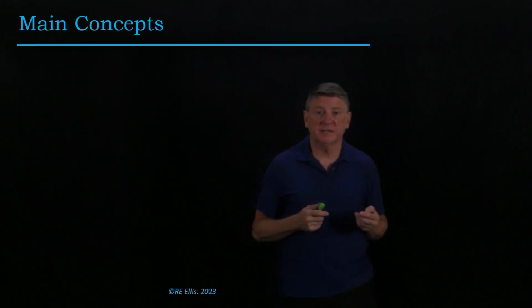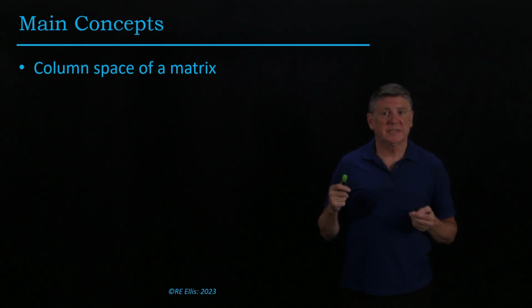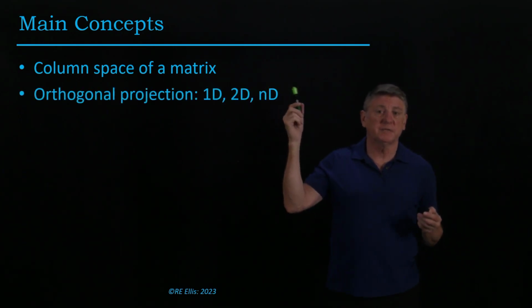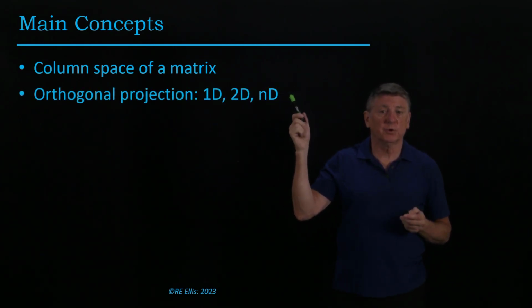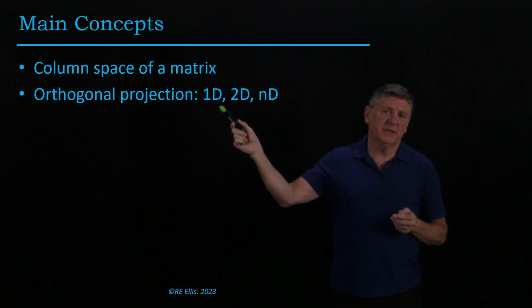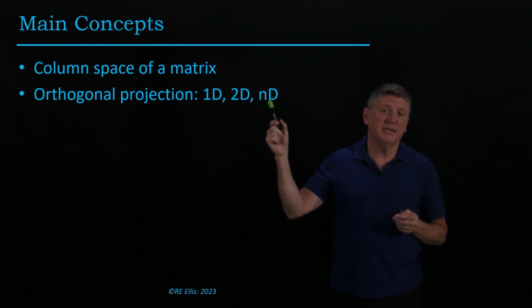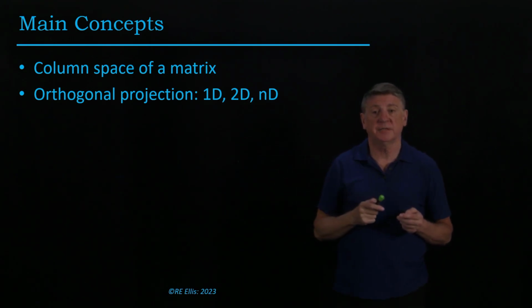In this session, we'll review some prerequisite material for our course on nonlinear data analysis, and this prerequisite material is more linear algebra. Here, it's on projection and regression. The main concepts for this session are we'll look at the column space of a matrix, and we'll look at orthogonal projection. Originally, we'll just look at it in 1D. We'll look at it in 2D and see how that extends to higher dimensions.